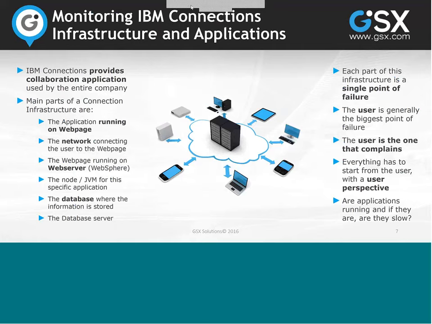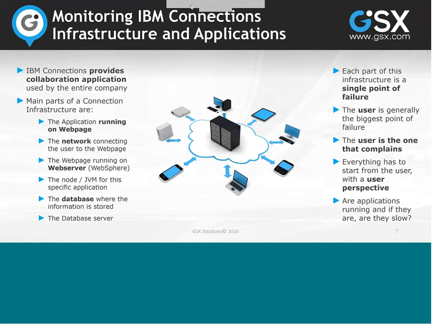To be proactively monitoring the infrastructure, of course you need to monitor the access to the application, but you need to make sure that the network between your user and the server is working well. You need also to make sure that the WebSphere node, the JVMs, the database server, that everything is healthy and running. And that's what GSX provides as a monitoring tool. It's not only the application, it's not only a part of the infrastructure, it's the global big picture that makes sure that everything is running fine and that your users are happy.